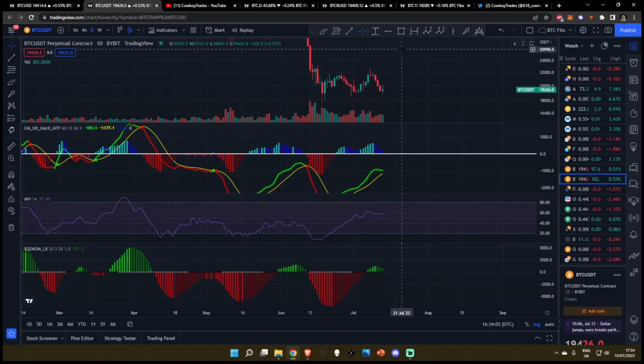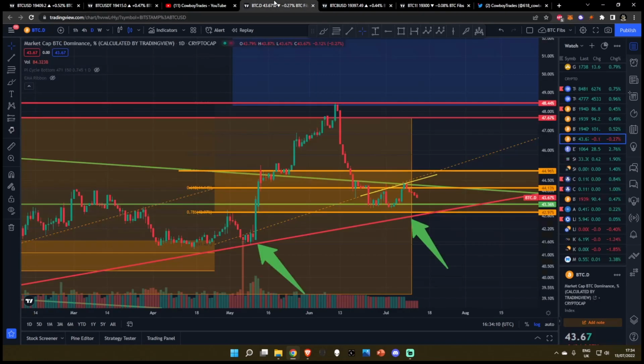19,500, if we don't have a solid break and a close above there today, it's going to be very brutal for the rest of the week. But nonetheless, even if we do break above it, I'll be calling for a bull trap on that move.